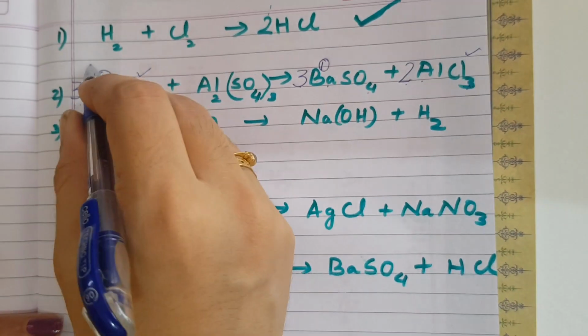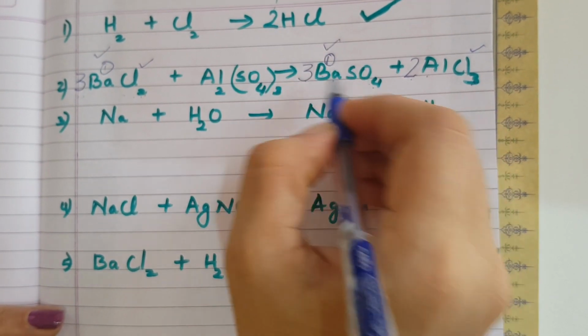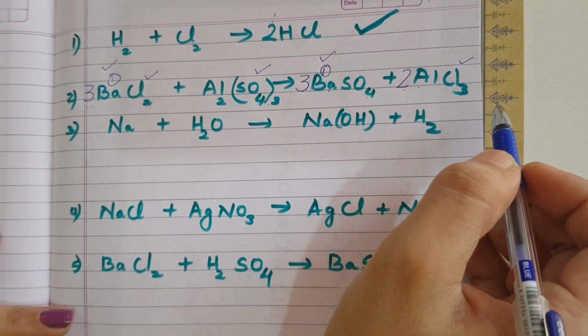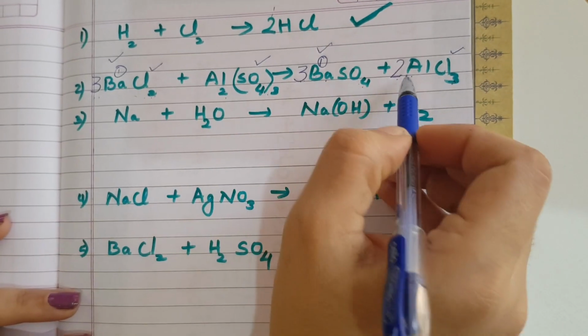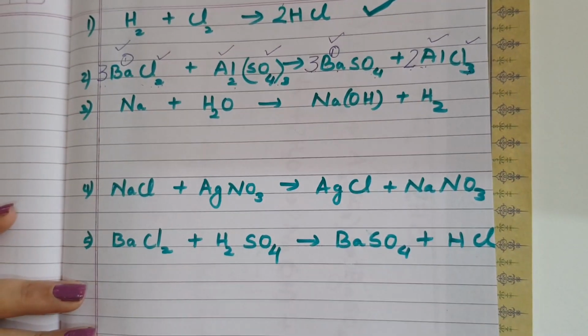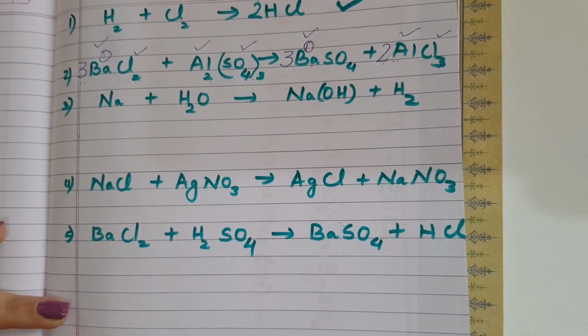It's balanced. Barium is balanced. Sulfate is 3, sulfate is 3. It is also balanced. Aluminum 2, aluminum 2. So it is a completely balanced equation.